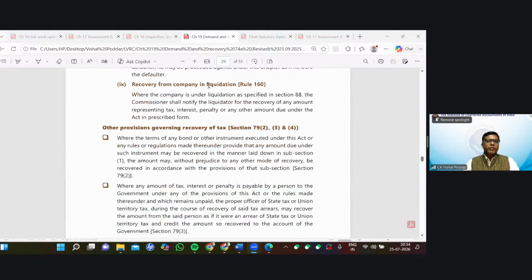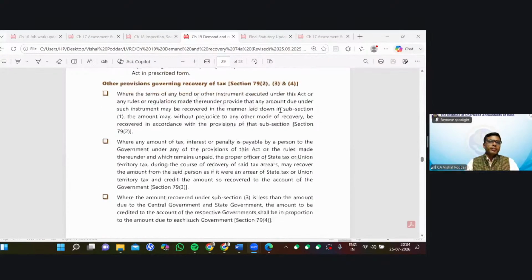Next, recovery from a company in liquidation. Where the company is under liquidation, as specified in section 88, the commissioner shall notify the liquidator for the recovery of any amount representing tax, interest, penalty, etc.